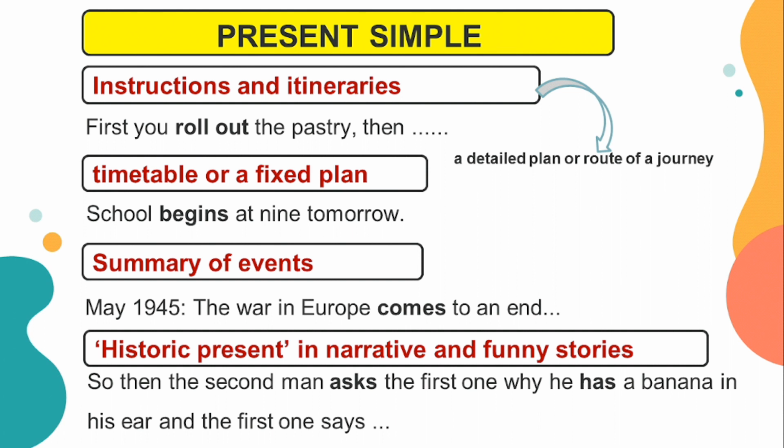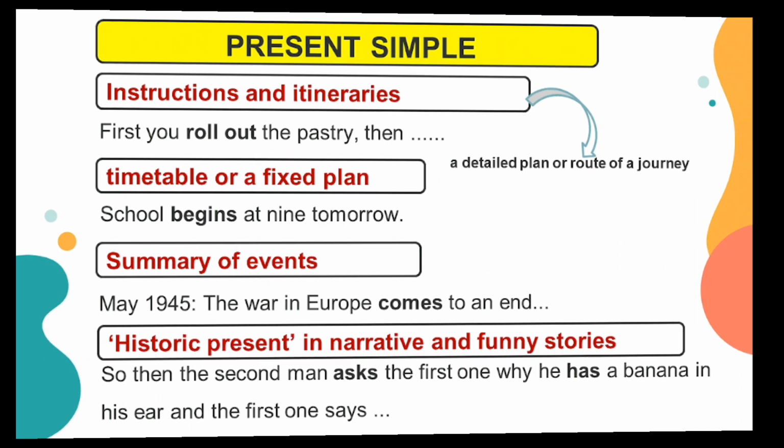It describes a summary of events: in May 1945, the war in Europe comes to an end. Present simple shows the historical present in narrative and funny stories: So then the second man asks the first one why he has a banana in his ear, and the first one says... That is present simple. Now we continue with present continuous.